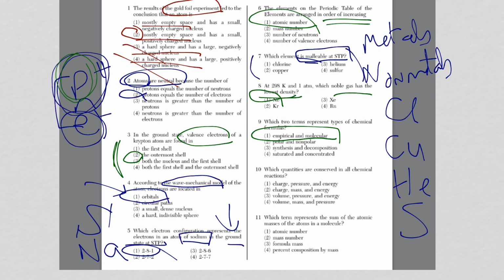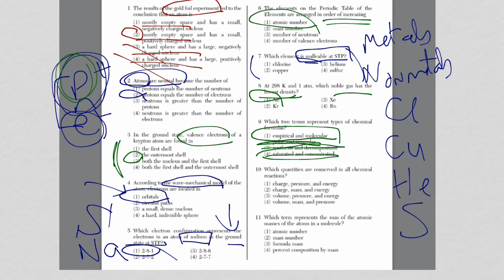Polar and nonpolar just doesn't make sense. That's used to describe either bonds or molecules. Synthesis and decomp, those are types of reactions. And saturated and concentrated, well, that describes solutions. So the only answer there is choice 1. If you got to use process of elimination, go for it. And notice, look at this page. I'm messing up. I'm writing all over the test paper, and you should do that as well.